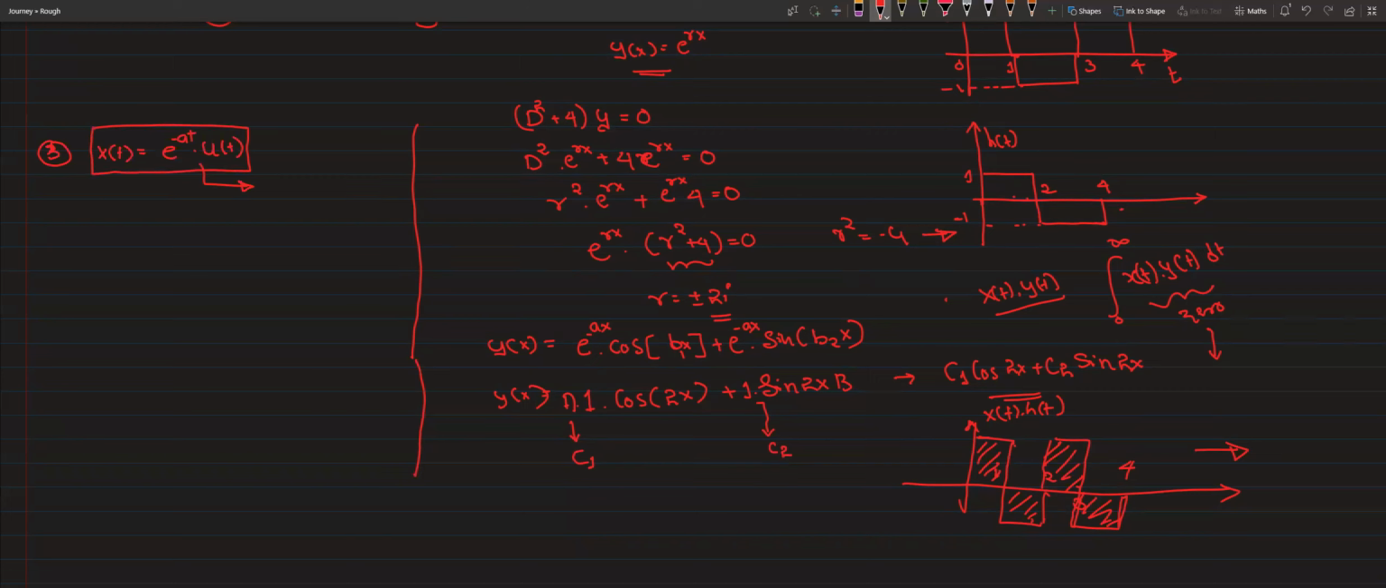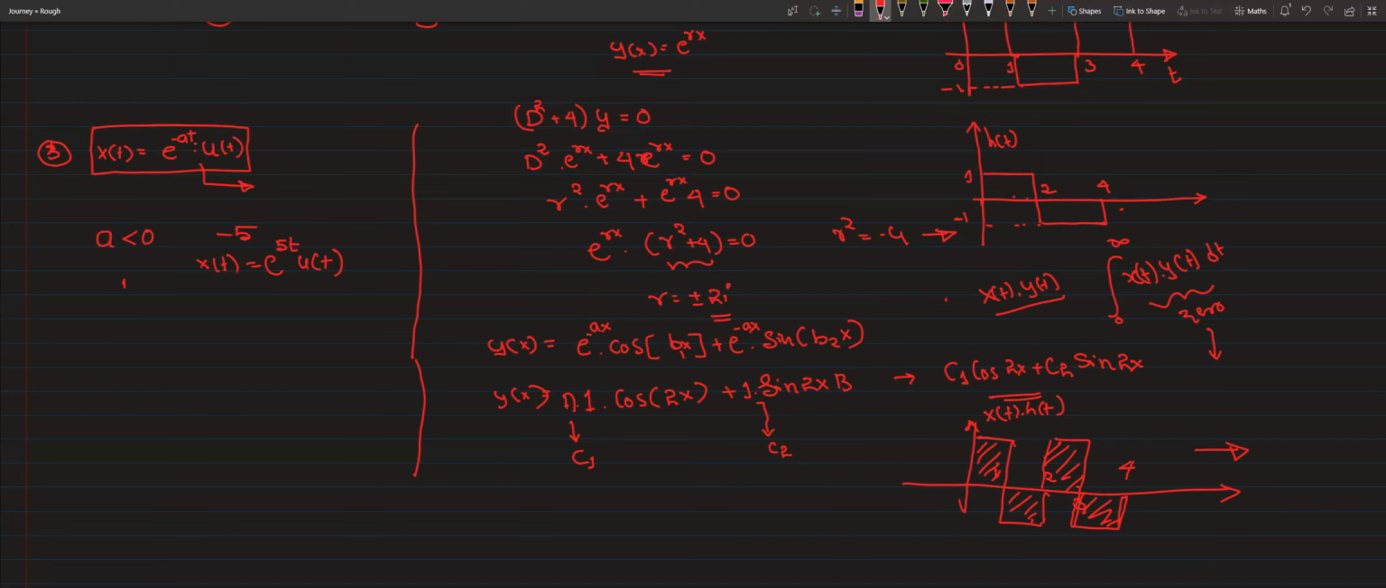The Fourier transform exists on what condition, and where does it not exist? For example, for what value of a? If I consider a less than 0, for example a equals minus 5, then x of t will become e power minus of minus 5t, which is e power 5t u of t.